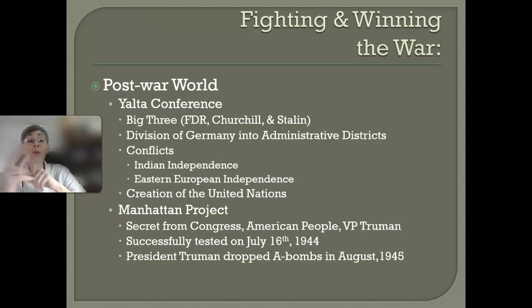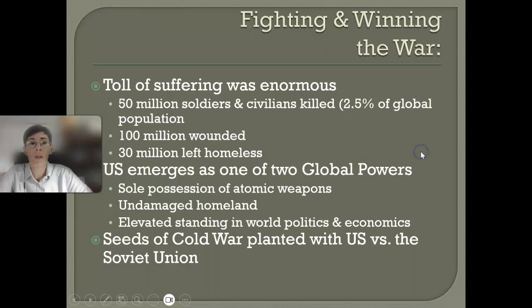We dropped the two bombs in August 1945, one on August 6th, one on August 9th, on Hiroshima and Nagasaki, respectively. After the bombing of Nagasaki, the Japanese said, okay, we give up, and they unconditionally surrendered after the dropping of that second bomb. And that ended the Pacific Theater.